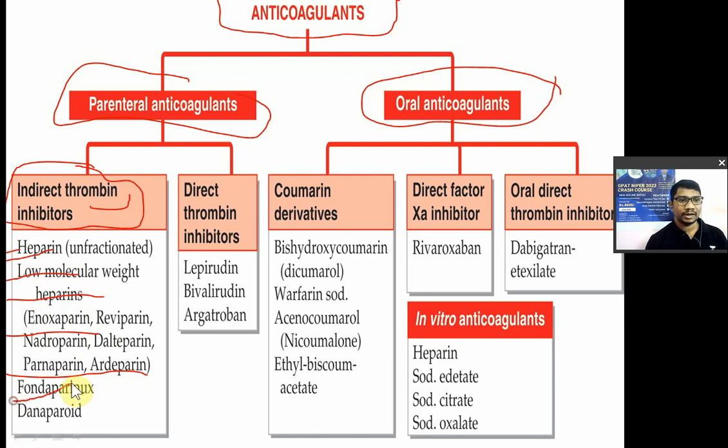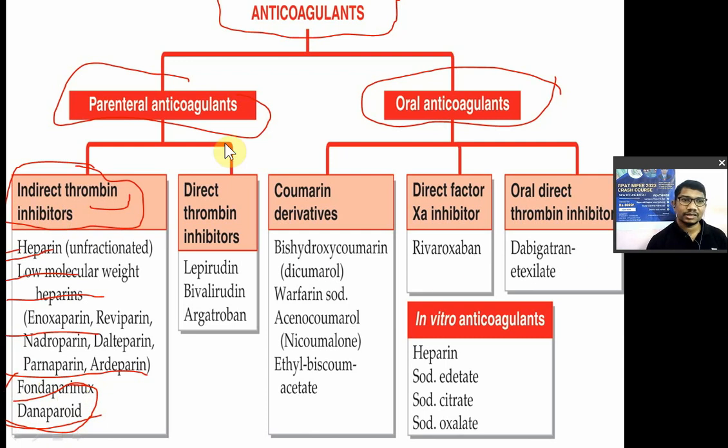The next ones are fondaparinux and danaparoid. They are heparan sulfate or heparin-like compounds. They are known as the indirect thrombin inhibitors.